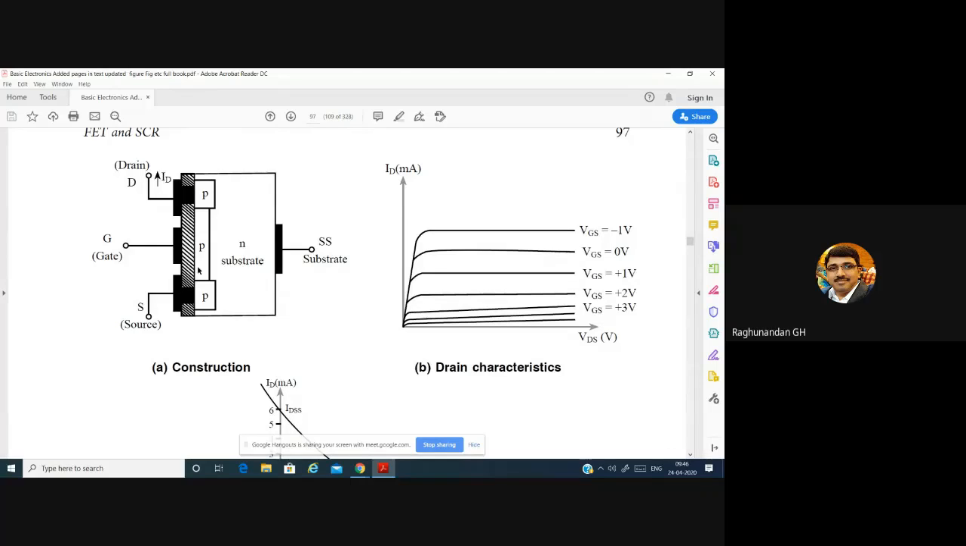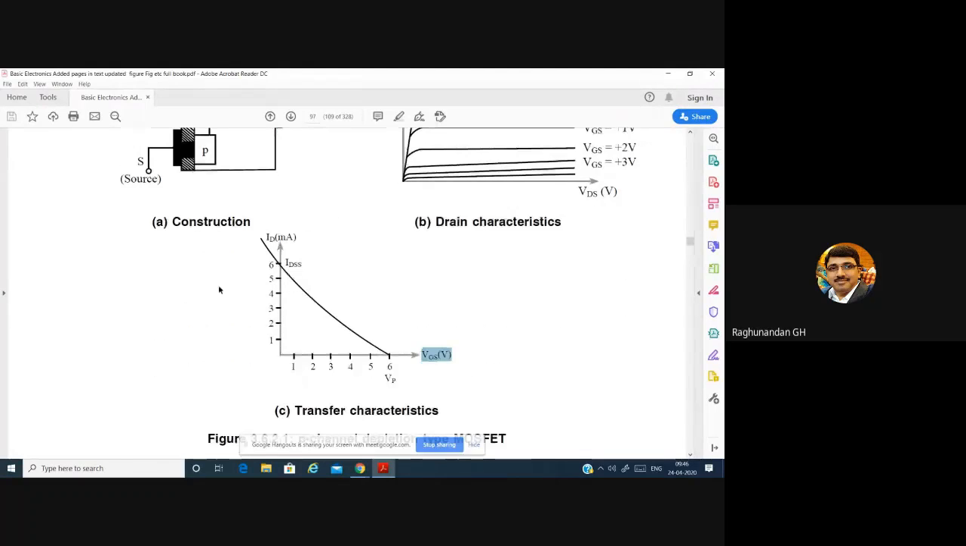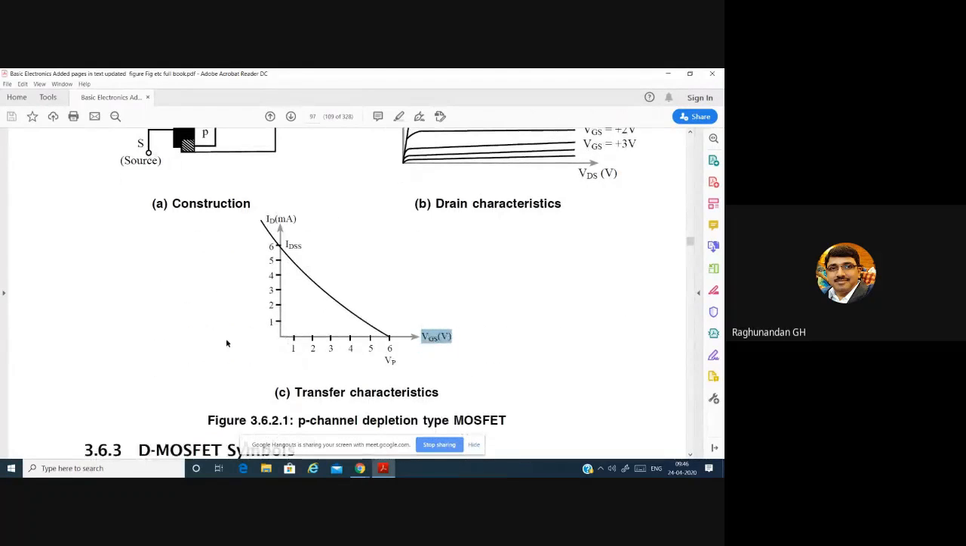Rarely we will use enhancement mode. We will be using depletion mode only. Enhancement mode means making this VGS negative such that the current will increase beyond the IDSS. This is the maximum IDSS value, but the current is increasing further. This is known as enhancement mode. This enhancement mode is rarely used, but in the majority of cases we will be using depletion mode. From this point to this point, whatever curve you are having, this is the depletion mode current. So we will always be using depletion mode current only.